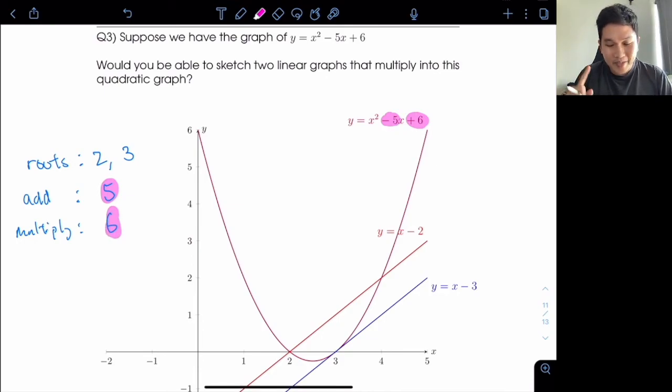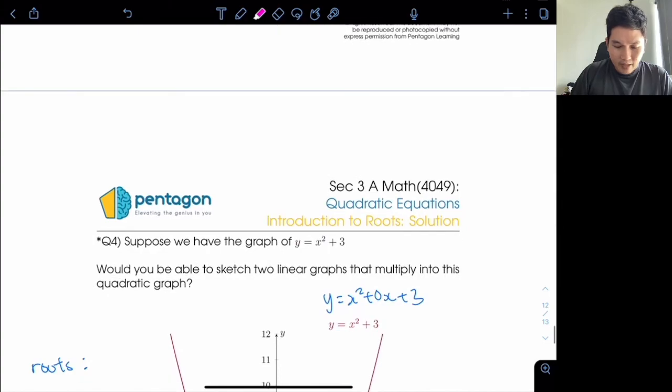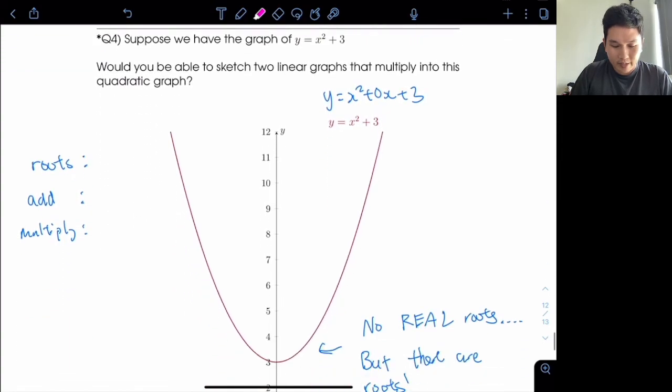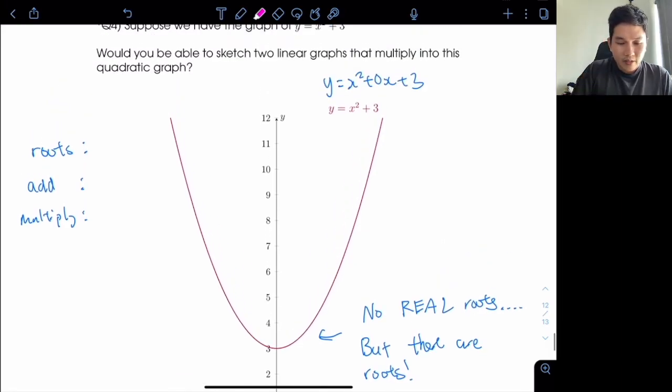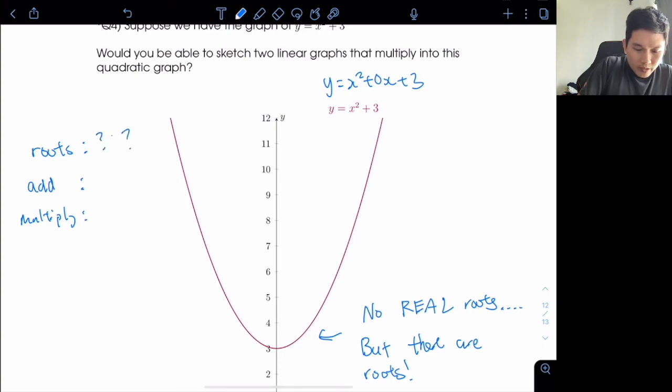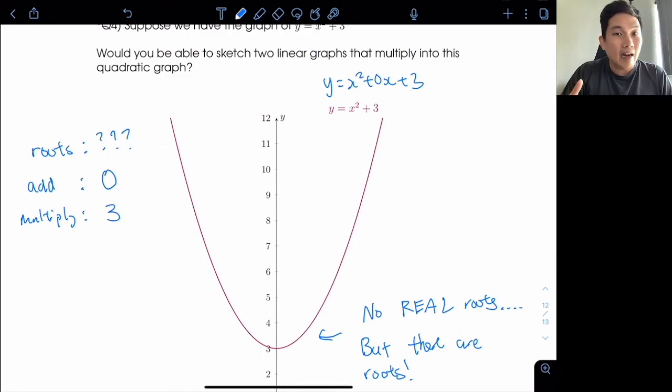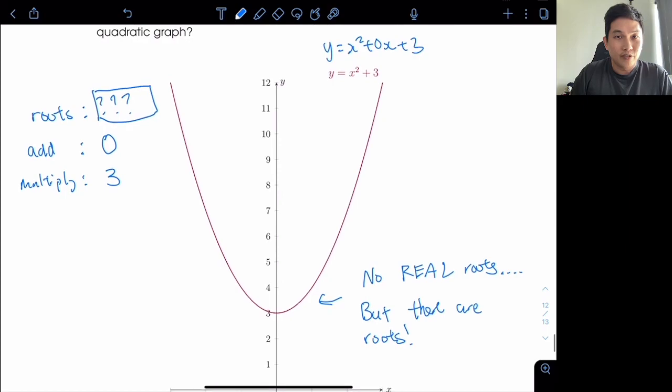Which means, if you look at the last question over here, x squared plus 3, the one that does not cut the x-axis, the one where there are no real roots. Although I may not know whether there are roots, I know that if you add the roots together, you're supposed to get 0, and if you multiply the roots together, you're supposed to get 3. So that means there are actually roots, but we just don't know what these two numbers are. So that is a glimpse into what we call complex roots, complex numbers, which you will learn in junior college or polytechnic or in university.